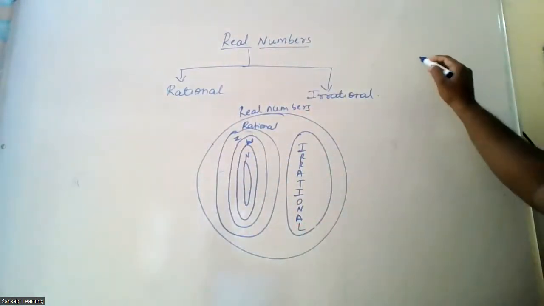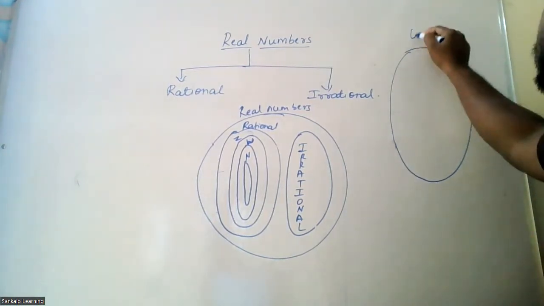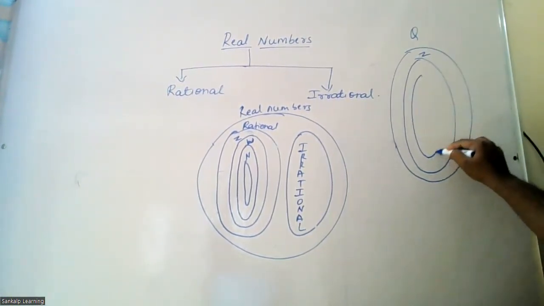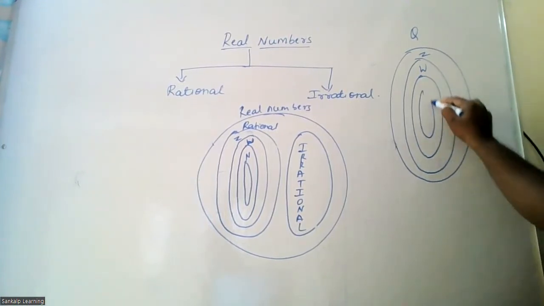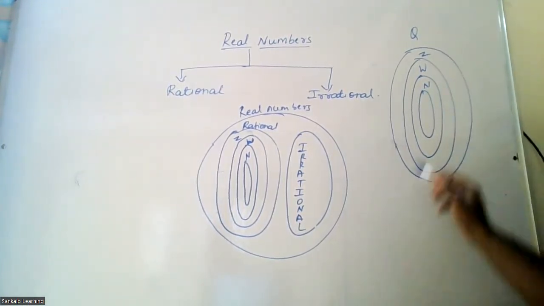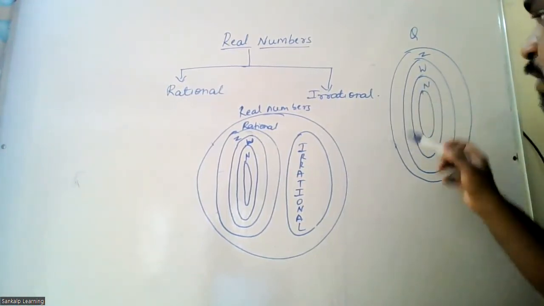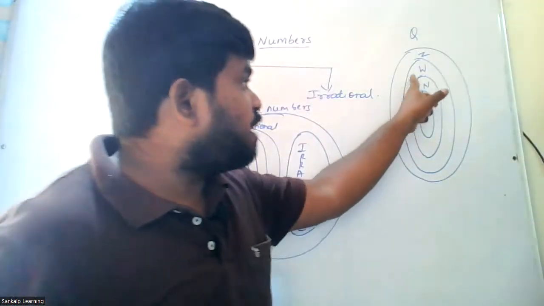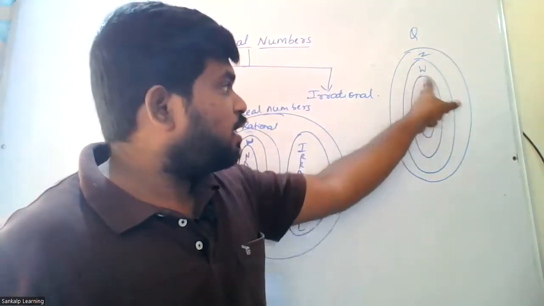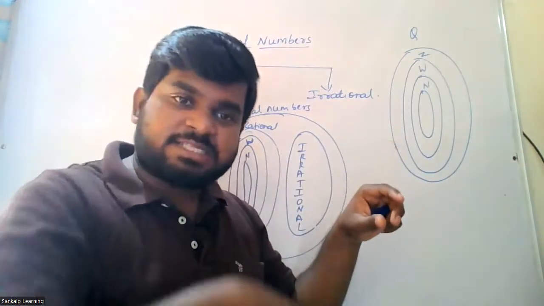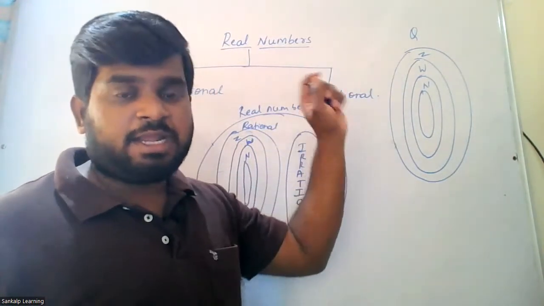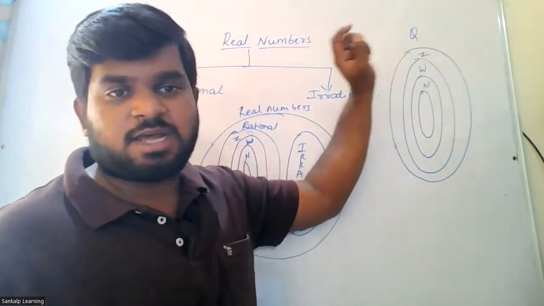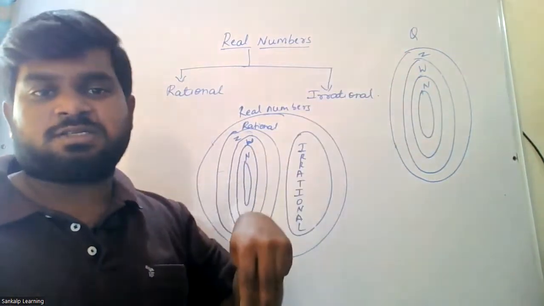Let me write that separately here. First comes Q. Inside Q, you will have Z. Inside Z, you will have W. Inside W, you will have N. So every natural number is a whole number. Similarly, every whole number is an integer. Possible. But the other way, because W is inside Z, every whole number is an integer. But the other way, an integer is not inside whole numbers. Therefore, I cannot say every integer is a whole number. For example, minus 2 is an integer, but it is not a whole number.